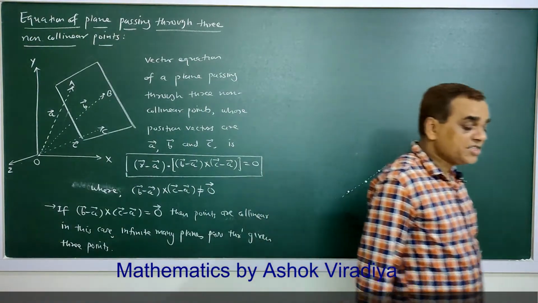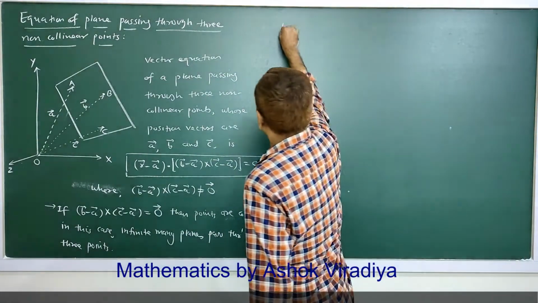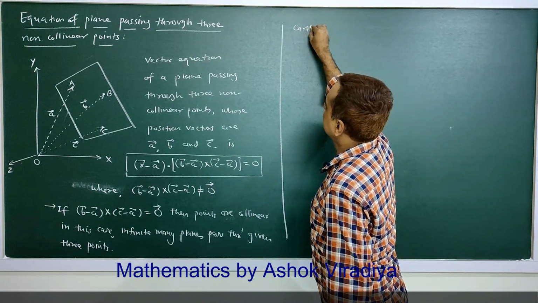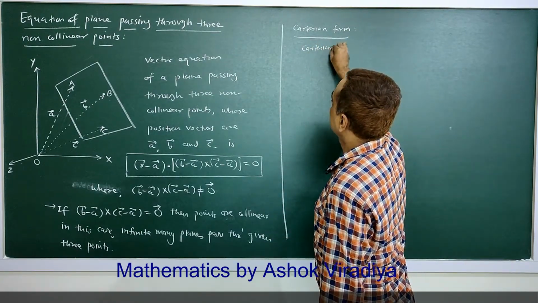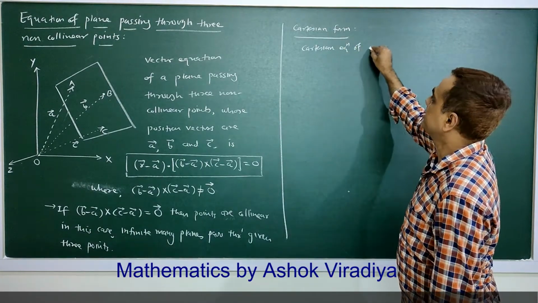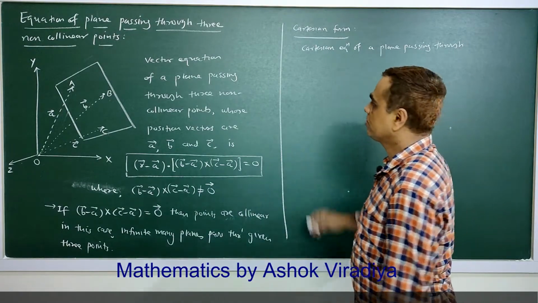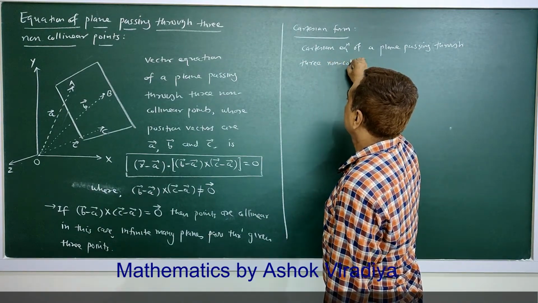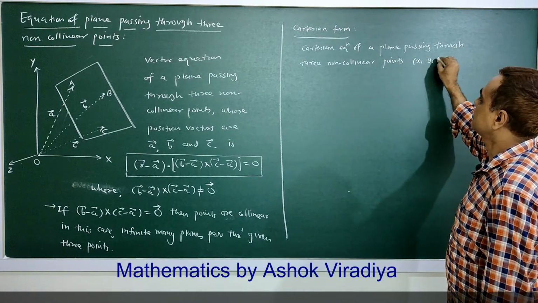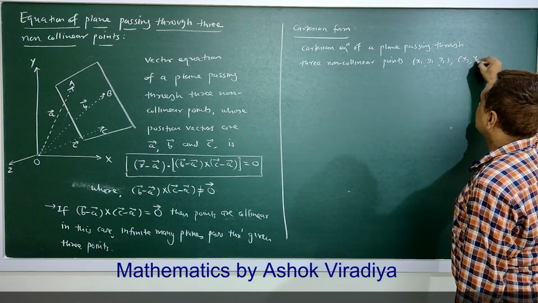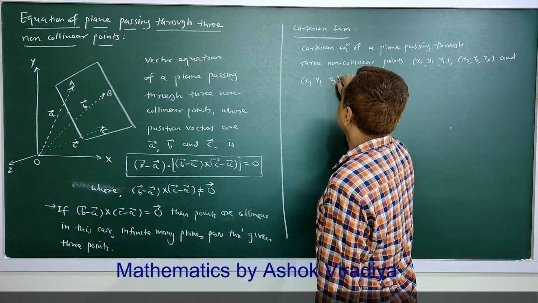Now, the Cartesian form of this equation. The Cartesian equation of a plane passing through 3 non-collinear points (x1, y1, z1), (x2, y2, z2), and the third point (x3, y3, z3).